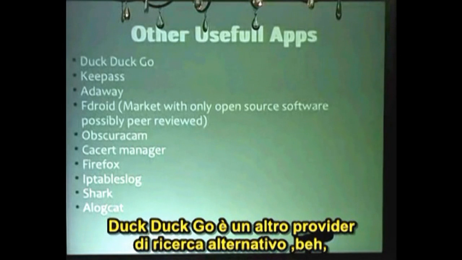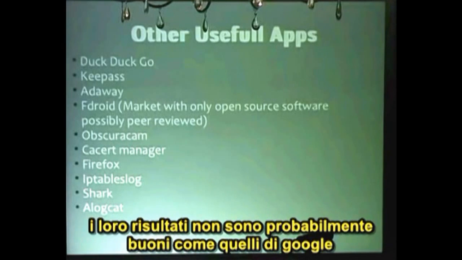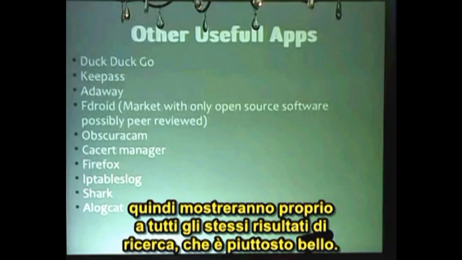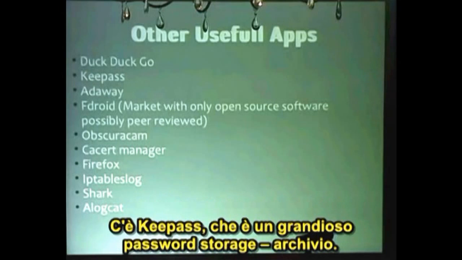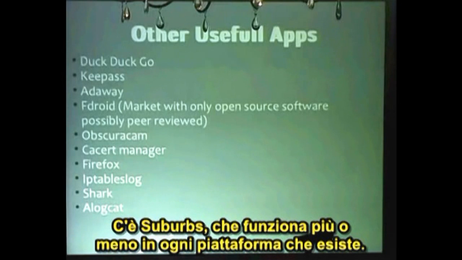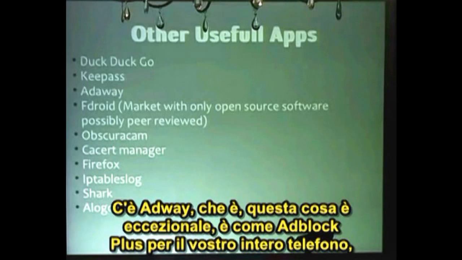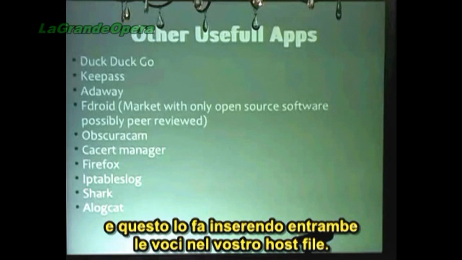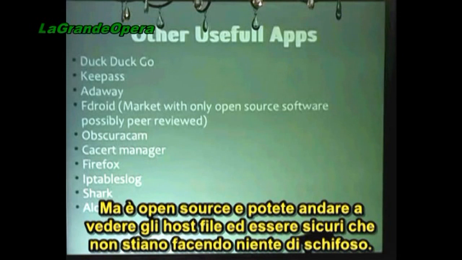DuckDuckGo is an alternative search provider. I don't know, their results probably aren't as good as Google, but they say they don't log your IP address, and they definitely don't bubble your search results. So they just show the same results to everybody, which is kind of nice. There's KeePass, which is a great password storage software that runs on pretty much every platform there is. There's AdAway, this thing is cool. It's like AdBlock Plus, but for your entire phone. So it'll block ads for every application you have. And how it does this is by putting a bunch of entries in your hosts file. But it is open source, and you can go look at that hosts file and make sure that they're not doing anything shady.